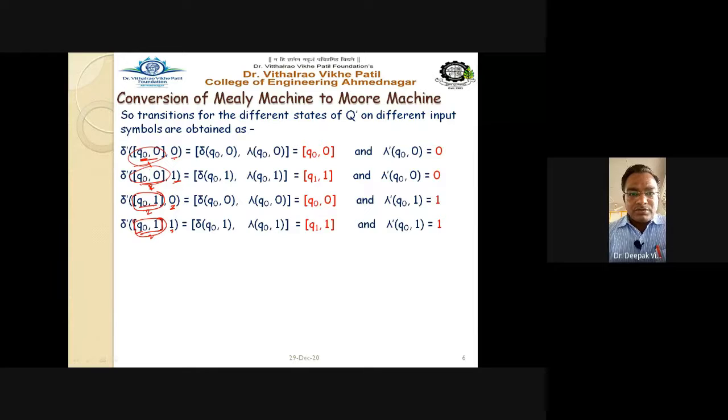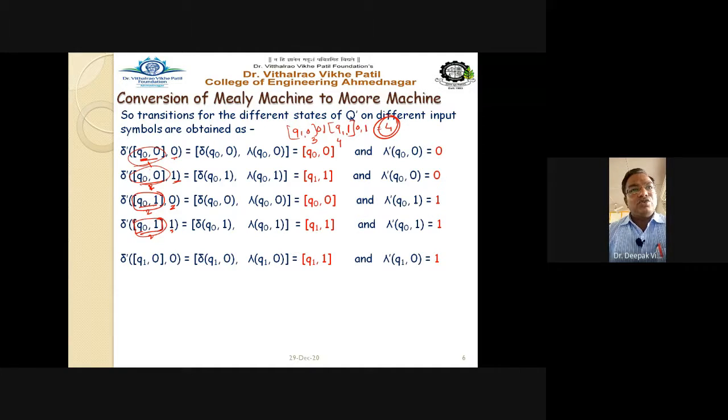Still 2 states are remaining, because there are a total of 4 states. Now which are the 2 states remaining? That is q1 on 0, this is the third state, and q1 on 1, this is the fourth state. So q1 on 0 and 1 we have to find out, that is nothing but the remaining 4 transitions we have to write here. So see how they are written here.